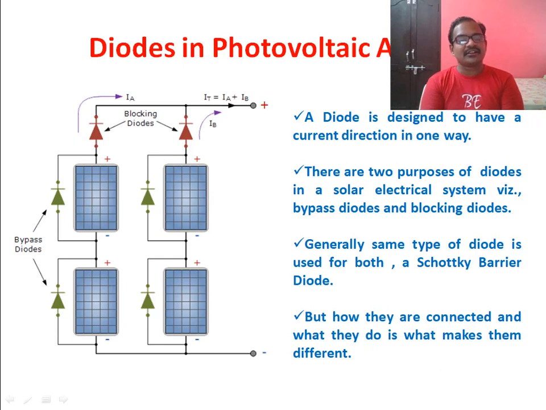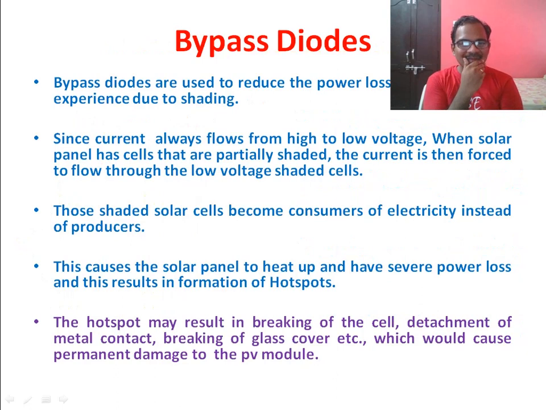The nature of the work the diode performs will vary, and we will see about that in the coming slides. Now let's first see about the bypass diode. Generally, bypass diodes are used to reduce the power loss that solar panels experience due to shading.